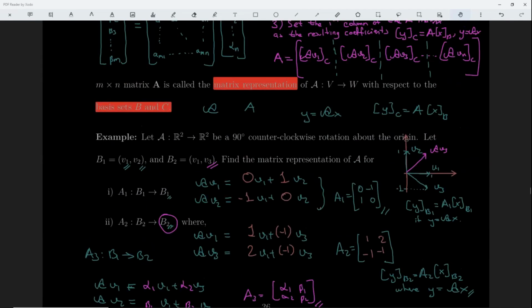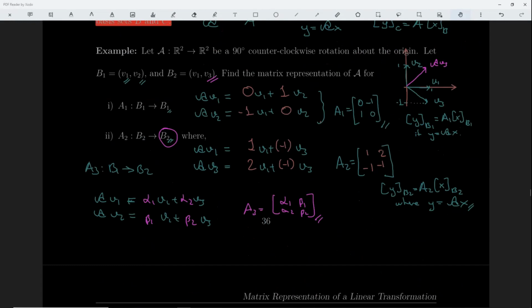So we do have different basis sets and we have a 90 degrees rotation, right? And this 90 degrees rotation transformation can be represented by different A matrices. We said A1 if the basis sets are chosen to be B1 and B1 in domain and codomain, and A2 is the case when the basis sets are chosen B2 in the domain and B2 in our codomain again, okay? And we found these matrices: 0, 1, 1, 0, and 1, 2, minus 1, minus 1. So what are those? B1 is V1 and V2, B2 is V1 and V3, and these are V1, V2, V3.